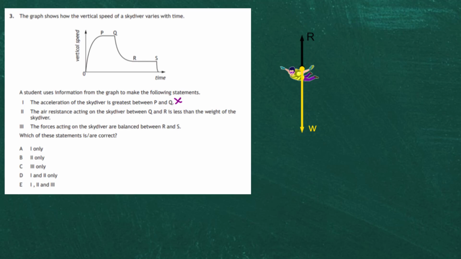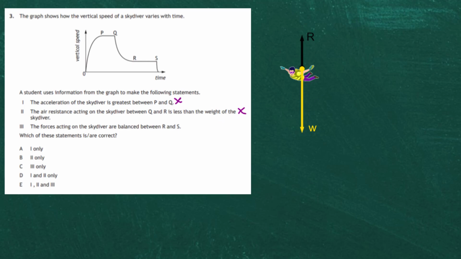Now, if that was the case, you can see that the resultant force is going to be bigger in the weight direction. It's going to be bigger acting down the way. Therefore, you're going to have an acceleration acting down the way, and therefore an increase in speed. But you can see from the graph between Q and R, the speed is not increasing. It is in fact decreasing. So to say that the air resistance acting on the skydiver between Q and R is less than the weight of the skydiver is wrong. So we can mark that one wrong.